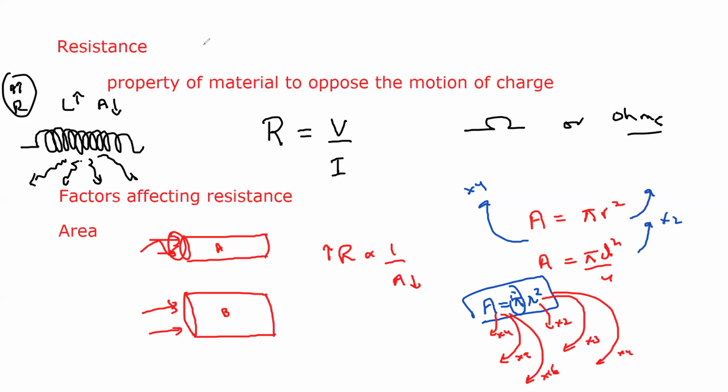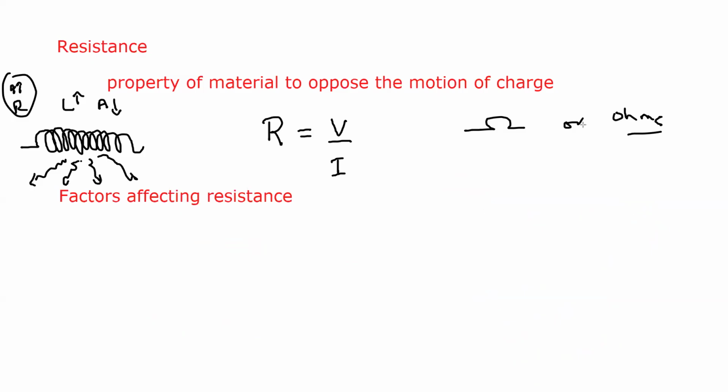So if we combine these two factors, we know resistance is directly proportional to length and resistance is inversely proportional to cross-sectional area. So we can say resistance is proportional to L by A, the ratio, because length is in the numerator and area in the denominator. If this ratio of length and area changes, the resistance will also change.